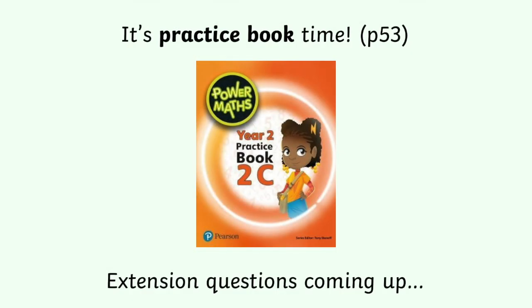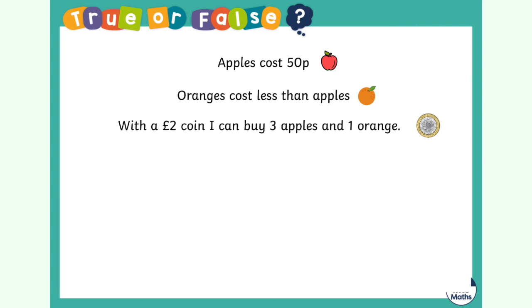Well done on having a go in your practice book. Let's have a look at one final extension question today. So in this question, apples cost 50p, oranges cost less than apples, and my statement is with a £2 coin, I can buy 3 apples and 1 orange. True or false? Click pause, have a go, remember all the things you've been practicing this lesson, and then click play when you're ready to check your answer.